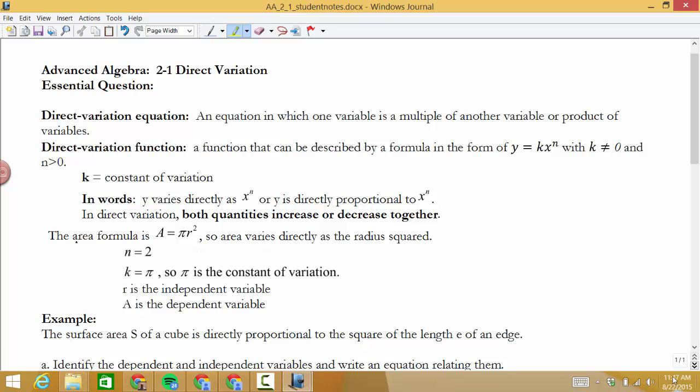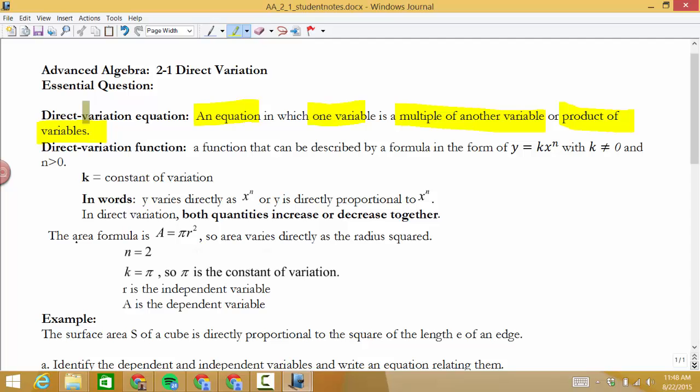When we talk about direct variation, basically we're talking about an equation in which one variable is a multiple of another variable, or the product of variables. In other words, that variable times itself. Okay? Sometimes it's just easier to think about that in terms of a function.